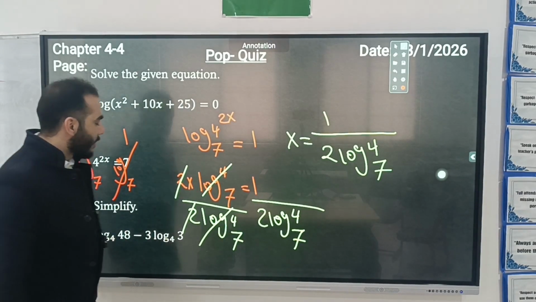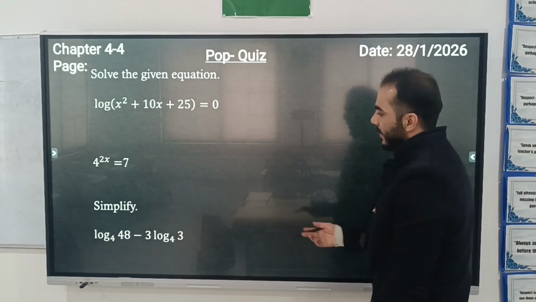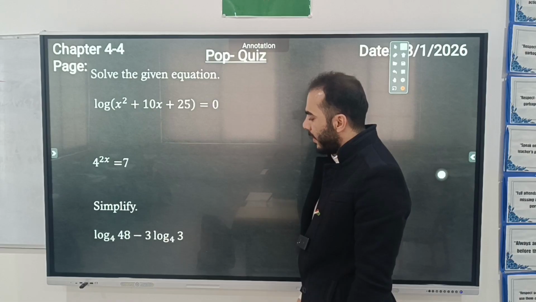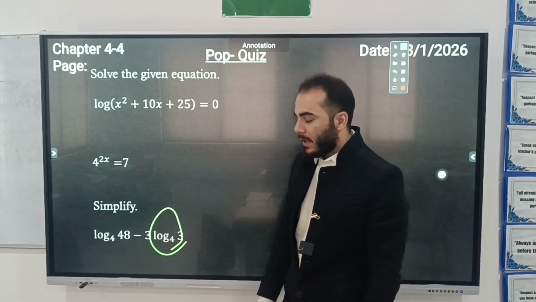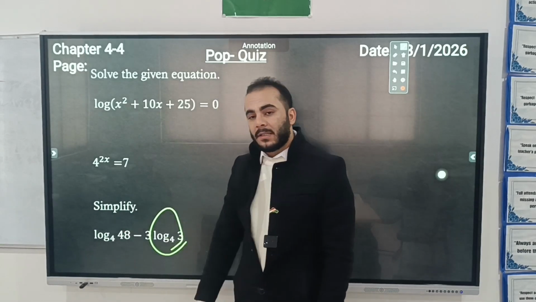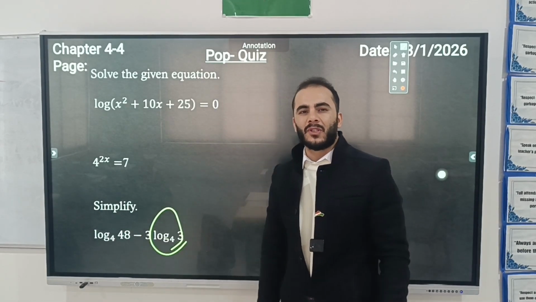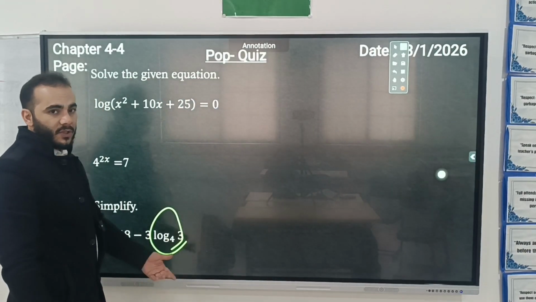And finally, simplify this one. If you simplify this, we have logarithm 48 with base 4 minus 3 logarithm 3 with base 4. This second one we can't do anything with. But for logarithm 48, I know you might say that since there is a negative, let's just divide them. But it's a numerical example, so we can simplify the numbers first, then we can use the properties.